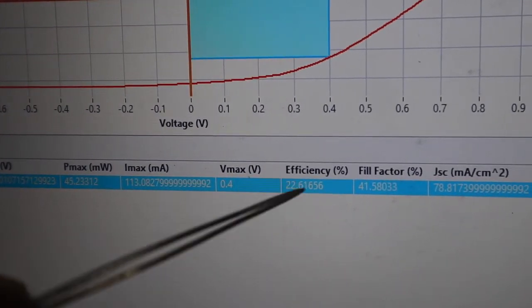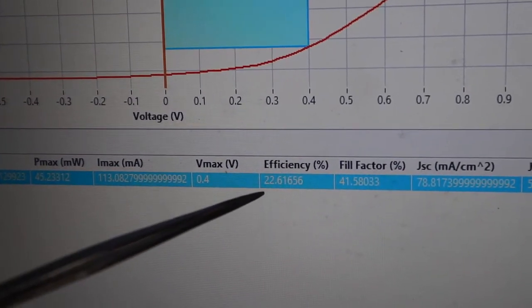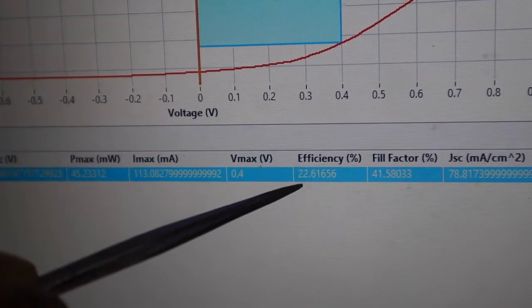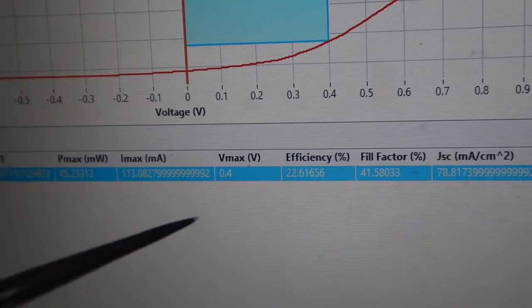And lastly, which is very important for us for any solar parameters, that is efficiency. How much we are getting? 22.6.